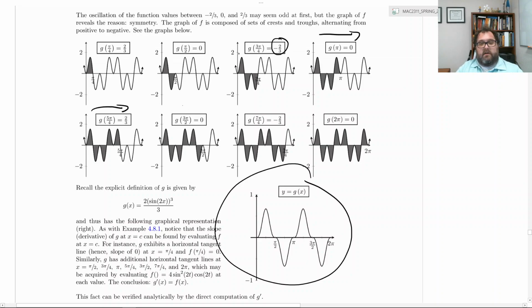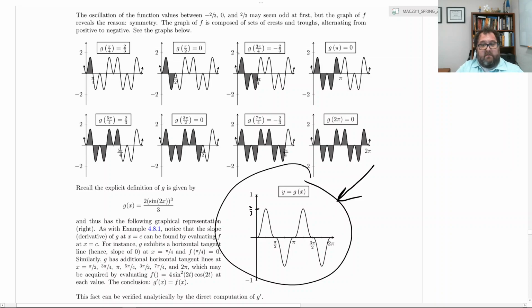Each time we're incorporating another one of those either peaks or valleys, and that's where that table of values would come from. And by the way, that table of values leads to this picture. If g of pi over 4 equals 2/3, that means that pi over 4 has a y value of 2/3. That y value right there is 2/3.